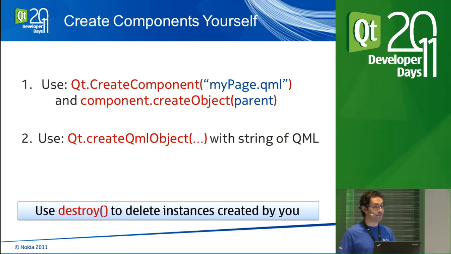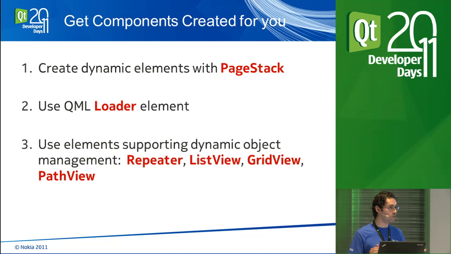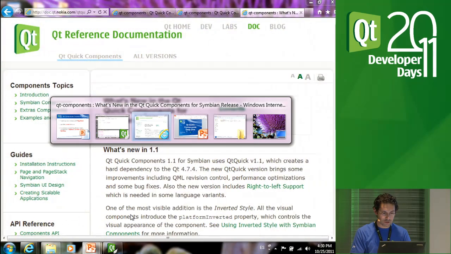It's not my favorite. This one is better, when you make other components create the components for you. In this case, you don't have to worry about creation and destruction. You just use them, and they work nicely. So I'm going to show two ways to do it. We can use some elements that support that. The first one is creating dynamically using a page tag. So let me just show you an example.